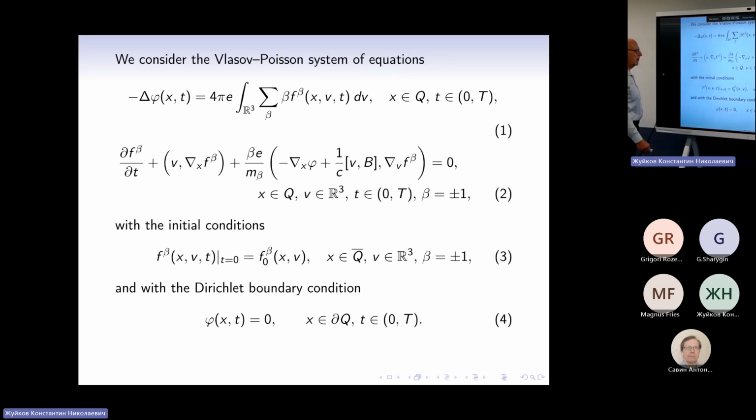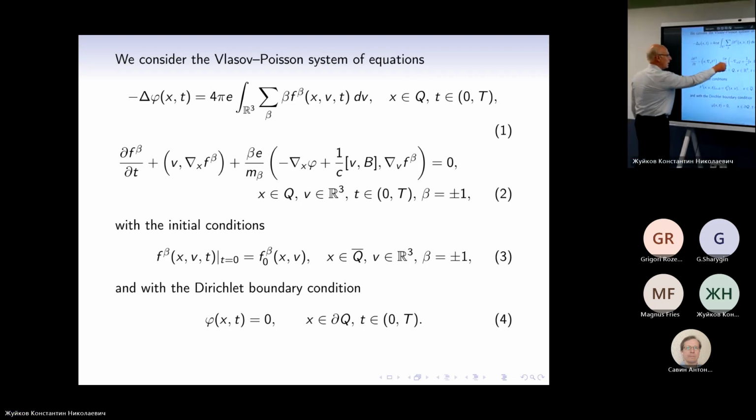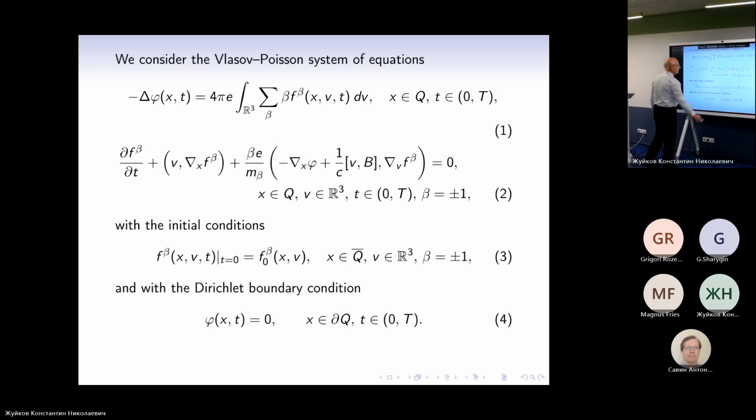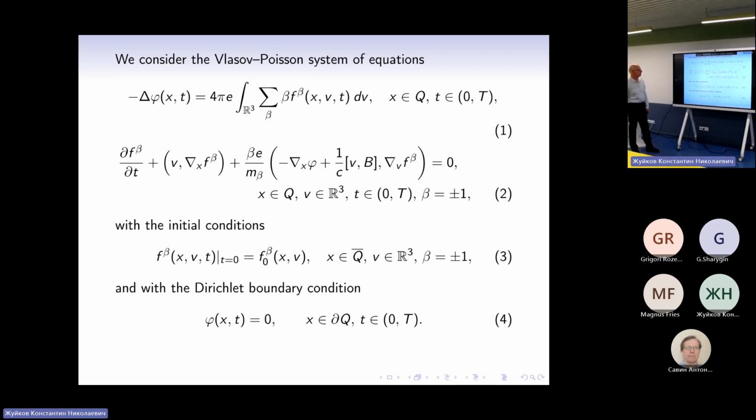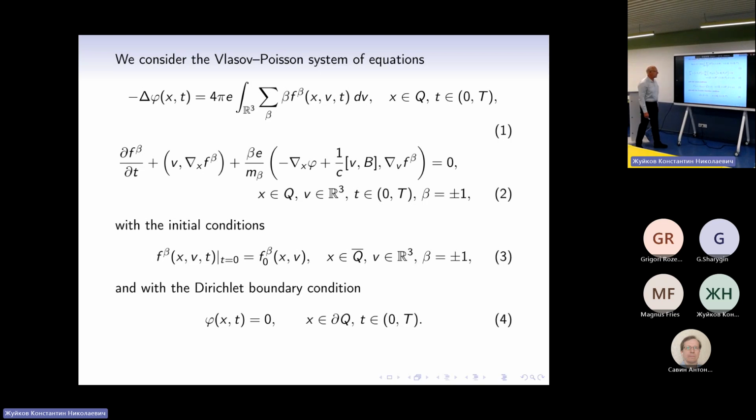m beta is the mass of the beta type particle, and minus the gradient with respect to x of phi is the strength of the self-consistent electric field. c is the velocity of light, and this term B is the external magnetic field. With the help of this field, physicists provide confinement of plasma. This is a very important term. And this term describes the so-called Lorentz force. In brackets, we have a vector product.